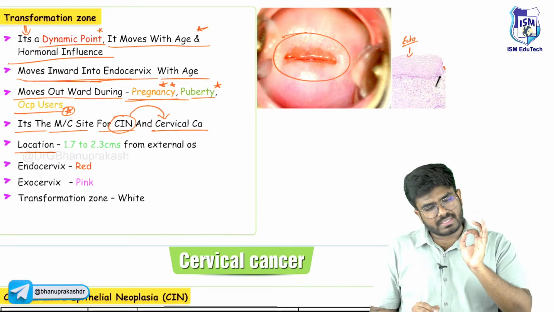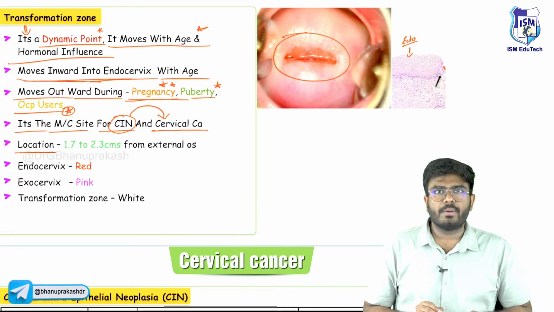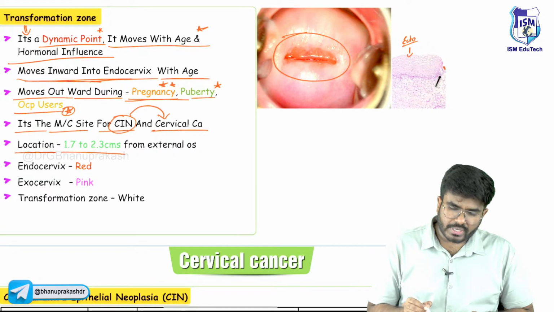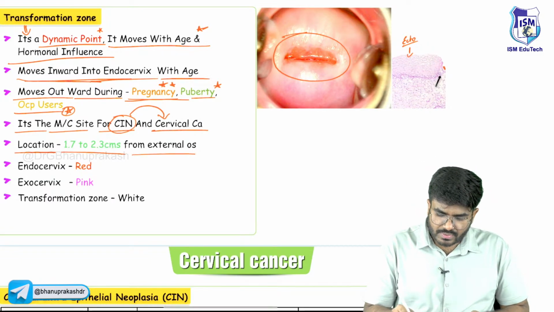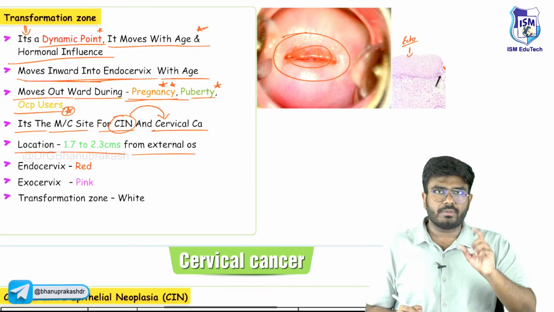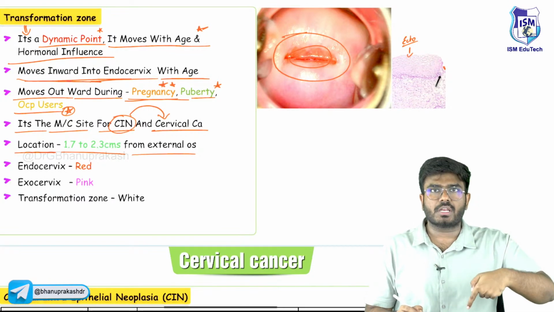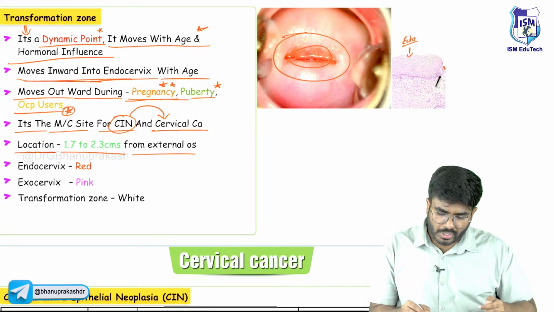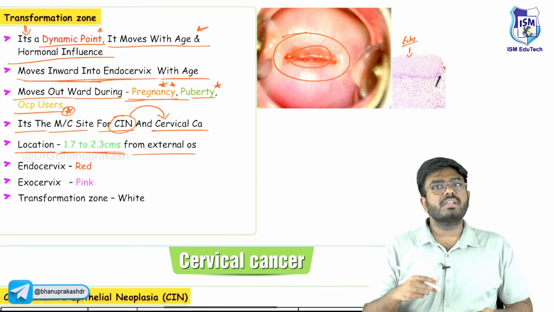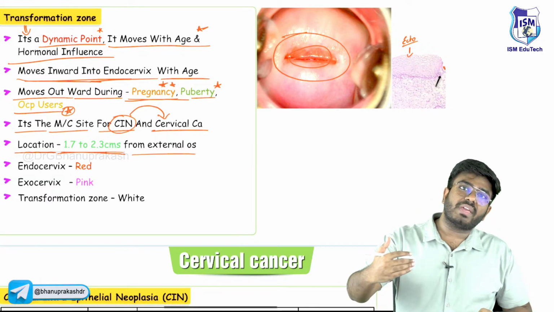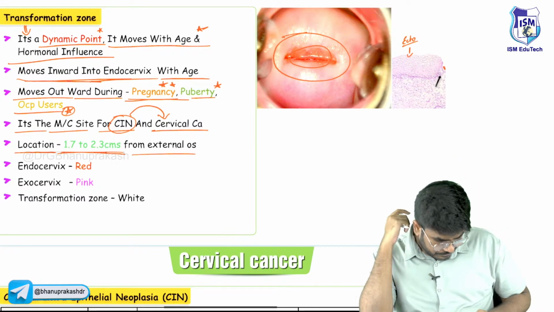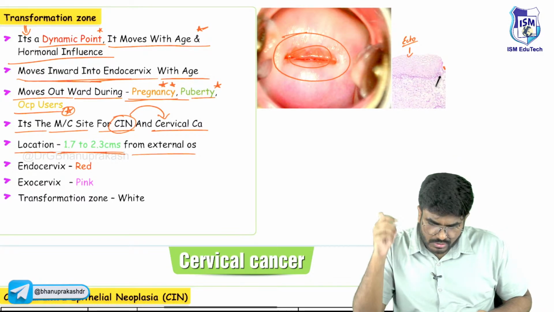What is the location, sir? Where exactly is this transition zone located? Okay, the transition zone is located 1.7 to 2.3 centimeters from the external os. This is the external os, right? Cervix has two os, internal os and external os. So 1.7 to 2.3 centimeters. Actually, this is a question. 1.7 to 2.3 centimeters away from the external os, there is going to be this transition zone.